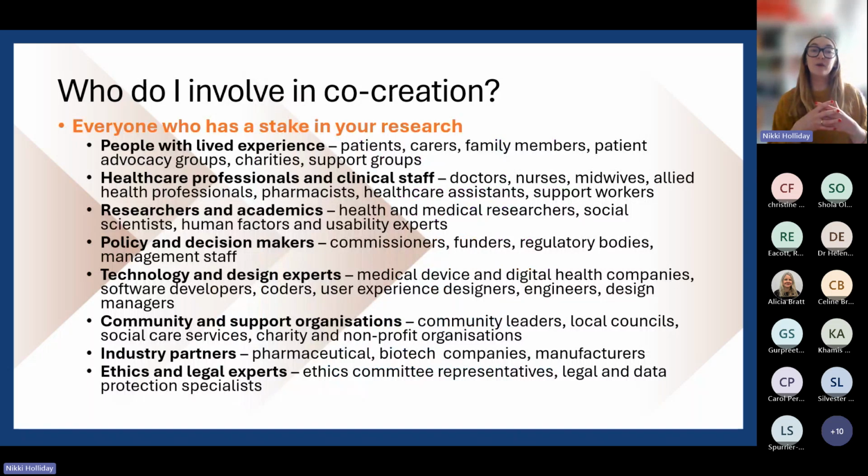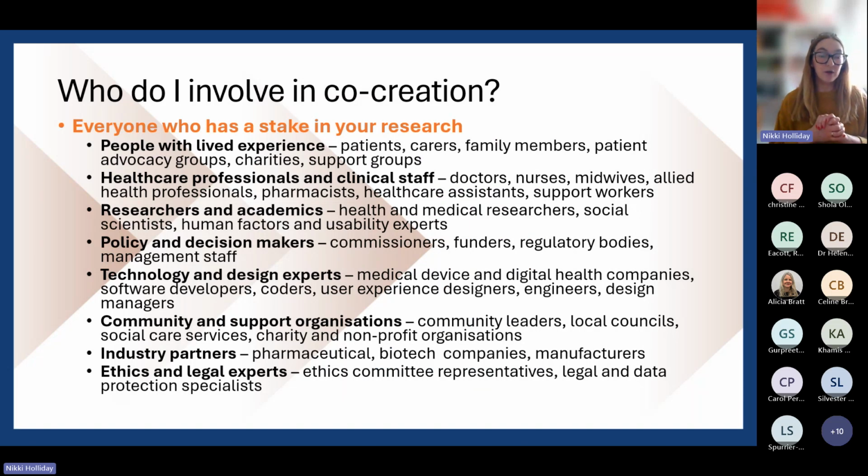So I've talked about how we want to involve the right people in co-creation. So who would you involve if you're thinking of using co-creation as a research method or a method to do some patient and public involvement? Really, you want to involve everybody who has a stake in your research, and that will change on a project by project basis. Some people might call these stakeholders because they have a stake in the project, but Gemma will talk later on about how sometimes that's not always the correct language.